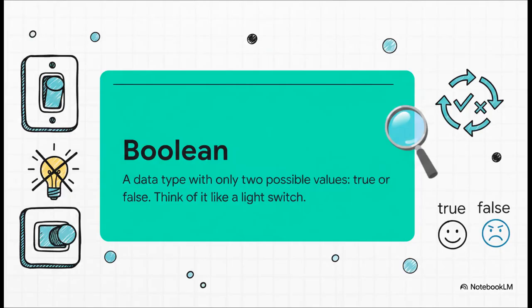And our third core type is the Boolean. This one is super simple, but unbelievably powerful. A Boolean is basically a light switch. It can only be on or off. In programming terms, that's true or false, yes or no. That's it. There's no in between.